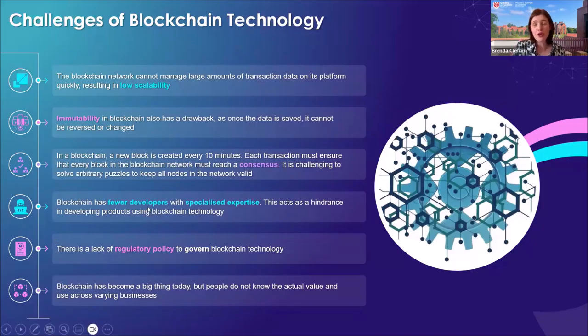There's not that many people out there who know a lot about it, and there are few developers. So that can be a challenge as well, and a lack of regulation. There is no blockchain act of 2024 out there that you can rely on in terms of this technology. There's movements in that direction, but nothing solid at the minute.